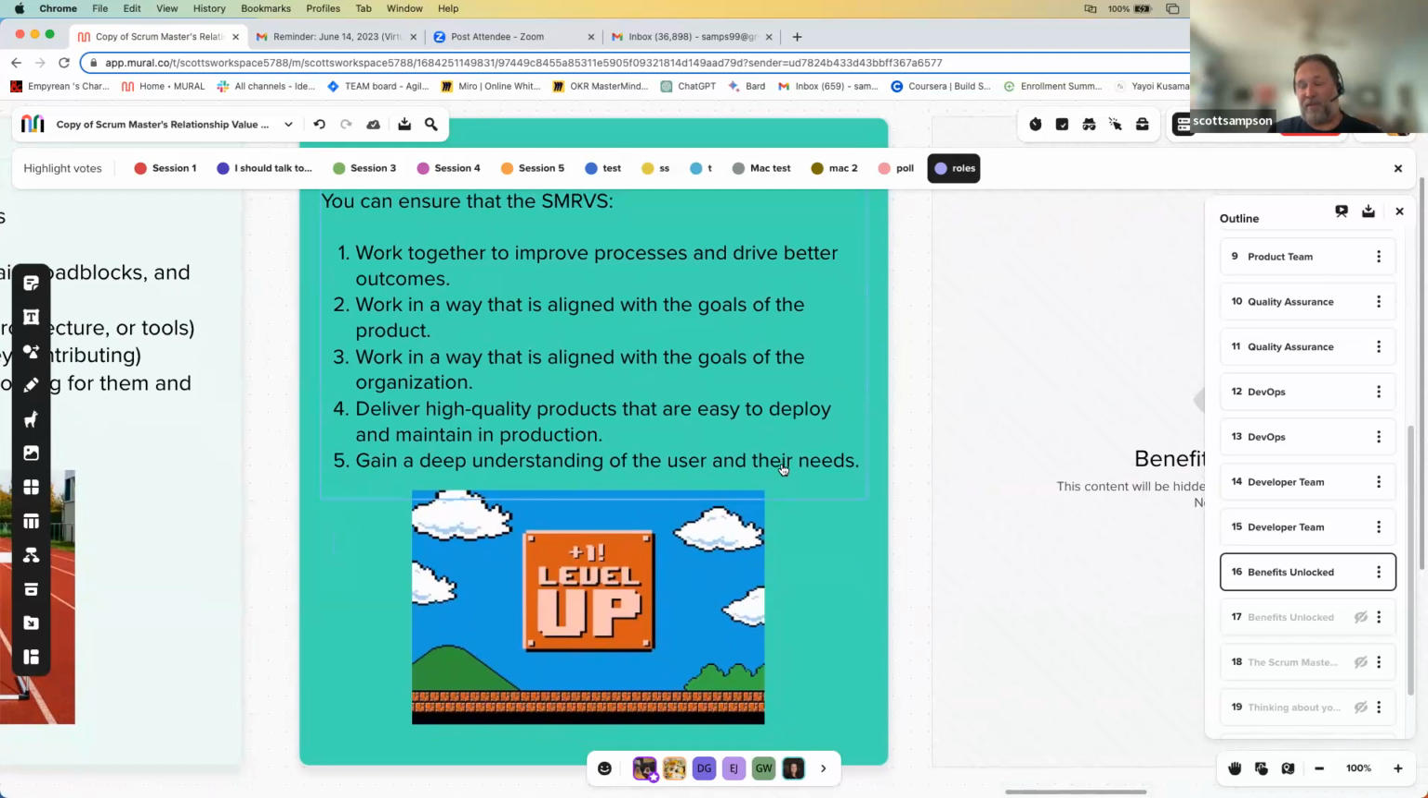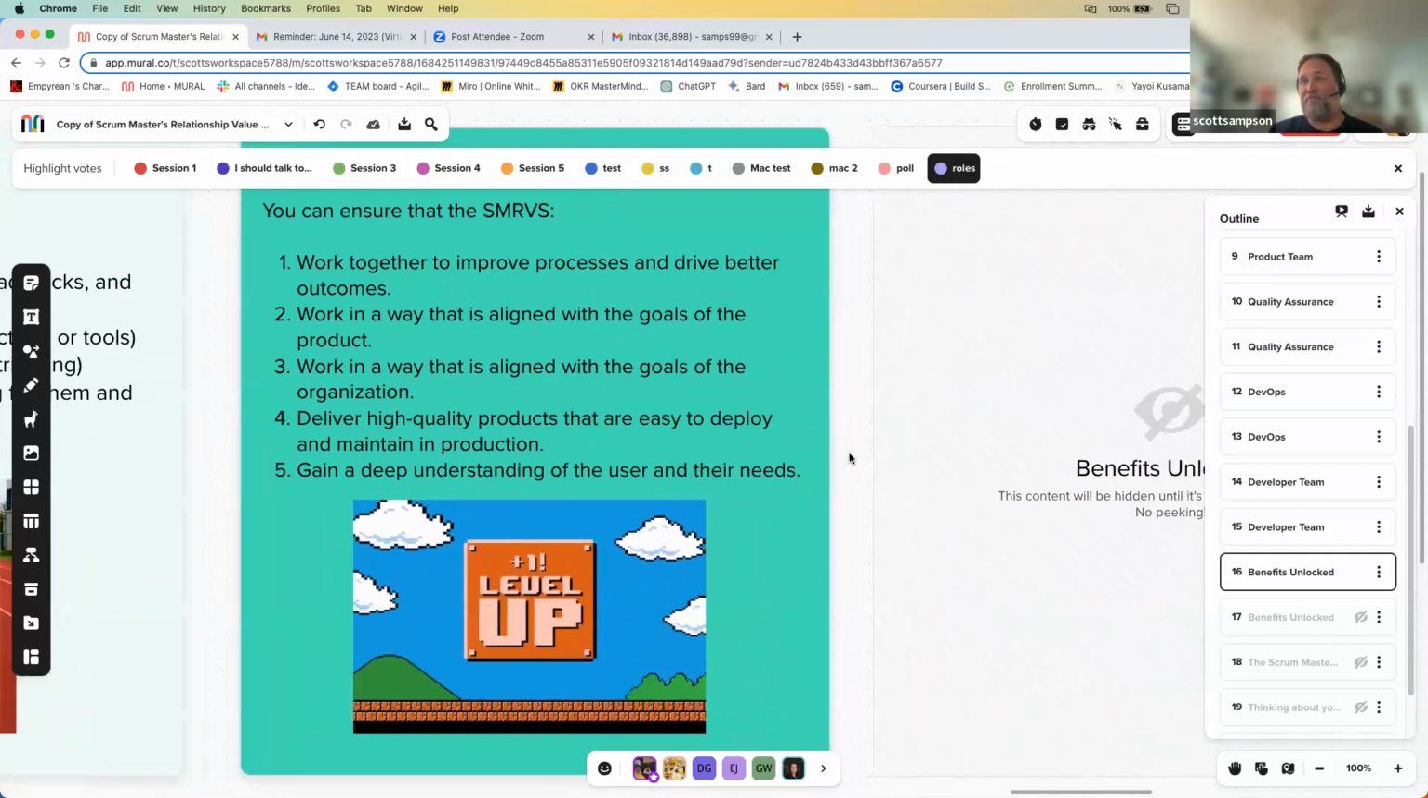So gaining a deep understanding of the user and their needs. I would say that's having to do with the customer, but it's also, I kind of look at this as, hey, getting an understanding of each team member and what their needs are as well. I kind of wrap both into that one.